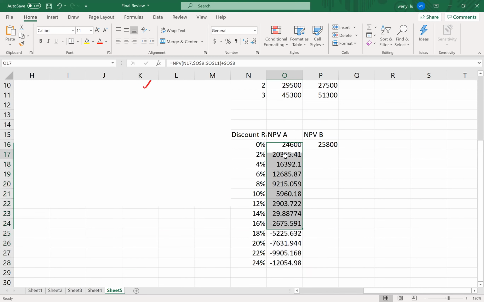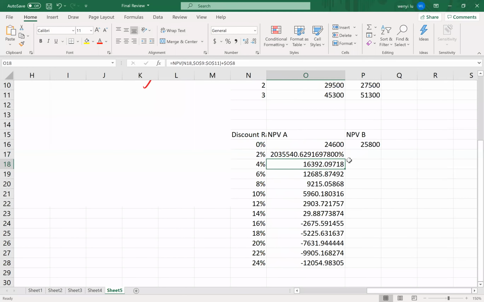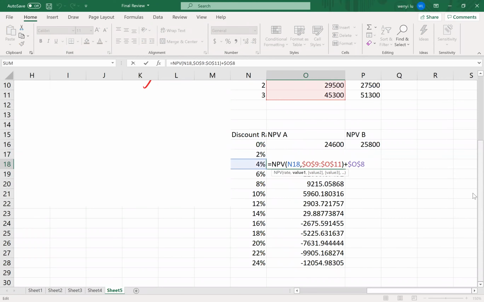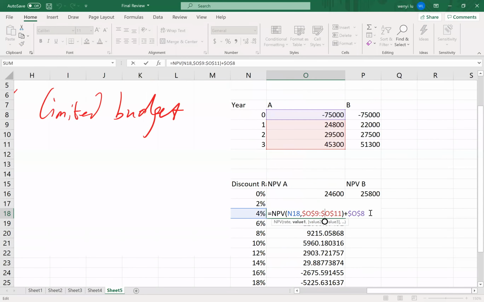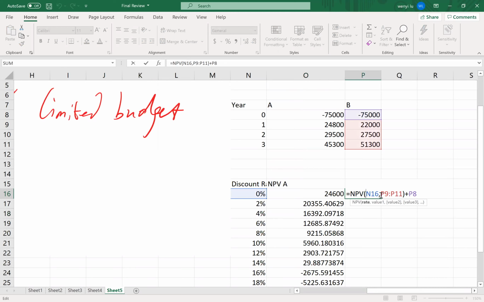And for this one, in the numbers, this one, 4%. Okay, so let me solve the others. How about this one? We will also anchor the same numbers. Anchor means you will apply the same cash flows for the calculations.